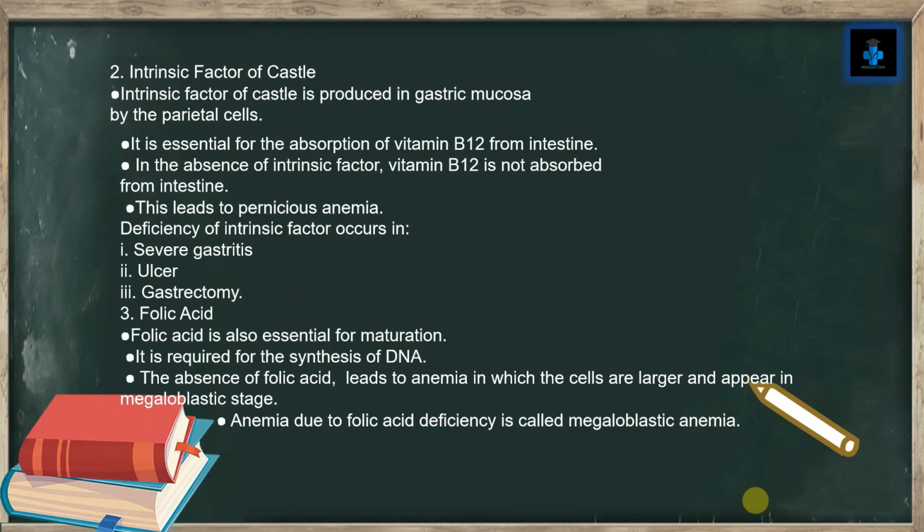Number 3. Folic acid. Folic acid is also essential for the maturation. It is required for the synthesis of DNA. The absence of folic acid leads to anemia in which the cells are larger and appear in the megaloblastic stage. Anemia due to folic acid deficiency is called megaloblastic anemia.